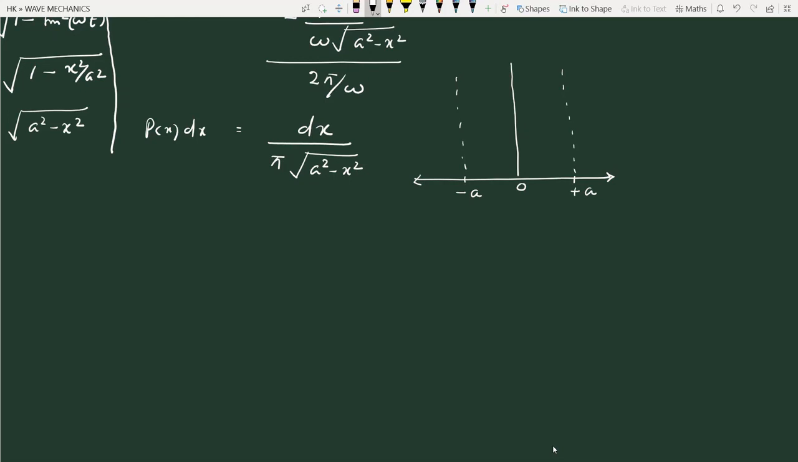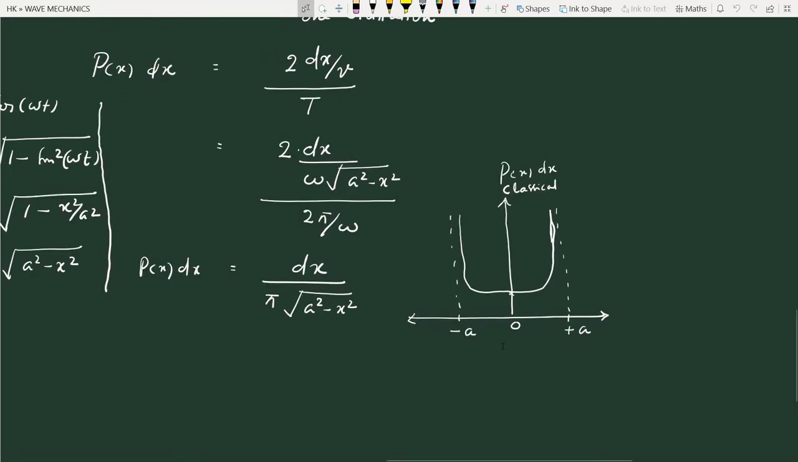So at the extreme positions, probability is infinitely large, and the probability is a minimum at the mean position, because at the mean position x equal to 0, the denominator is maximum in this expression. That means probability is minimum at the mean position. So the mean position probability is some minimum value, and at the extreme positions it is maximum. If we plot this graph, it looks like this. So this is the probability of a classical oscillator.